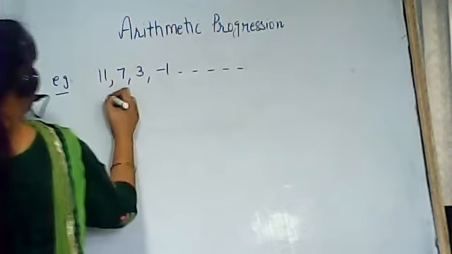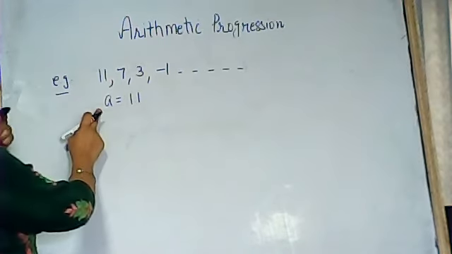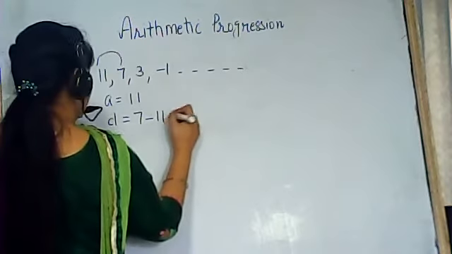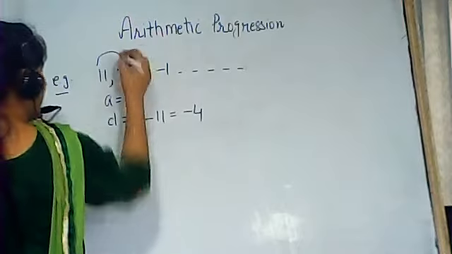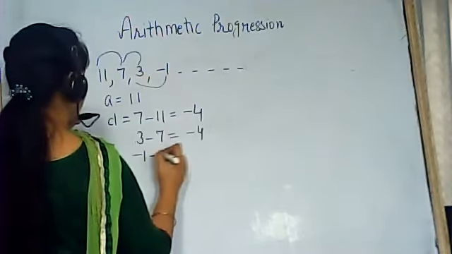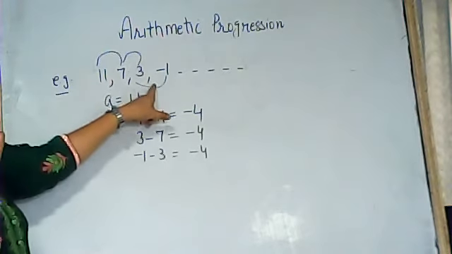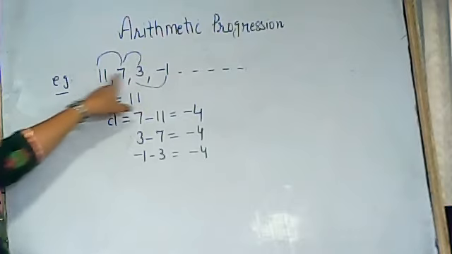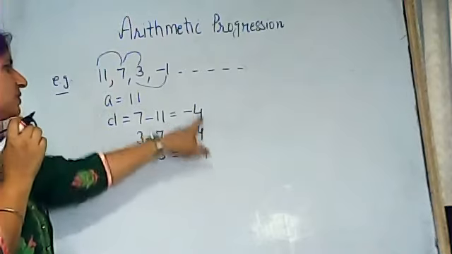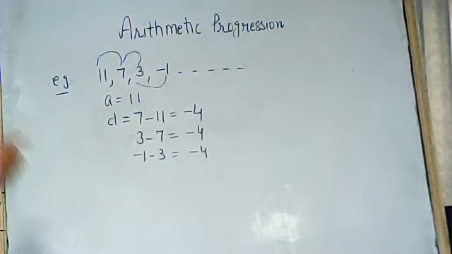So first of all, in this case, the first term is equal to 11. The first term is always denoted by A. Now we are going to check the common difference. Second term minus first term is equal to -4. Third term minus second term is again equal to -4. And fourth term minus third term is again equal to -4. It means in this sequence, when we consider the difference of any term with its previous term, the difference is always same, which is equal to -4. Hence, we can say this sequence is also in AP.